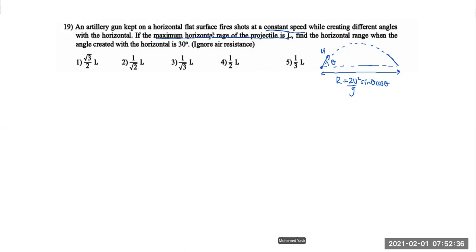Now, this is a key point. Maximum horizontal range of the projectile is L. For maximum range, what's the condition? For maximum range for a given speed, why am I saying for a given speed? Because they're saying the speed is constant, right? Theta must be 45 degrees. This is a fact you have to remember. Very, very important in projectile motion. If you want the maximum horizontal distance, then the angle must be 45 degrees, right?